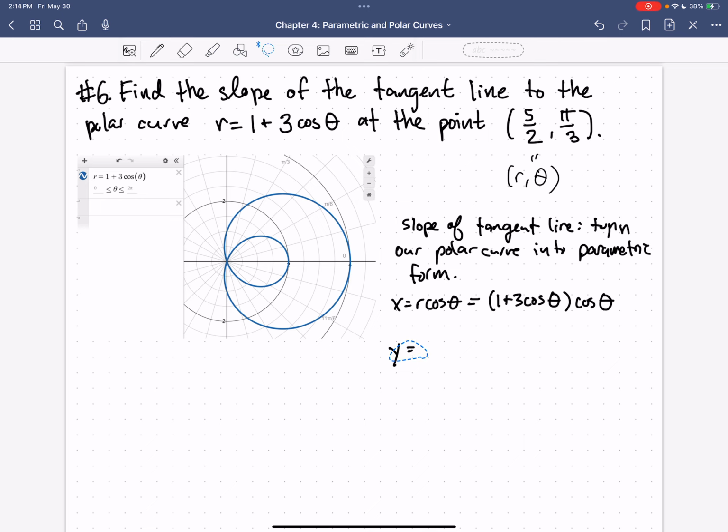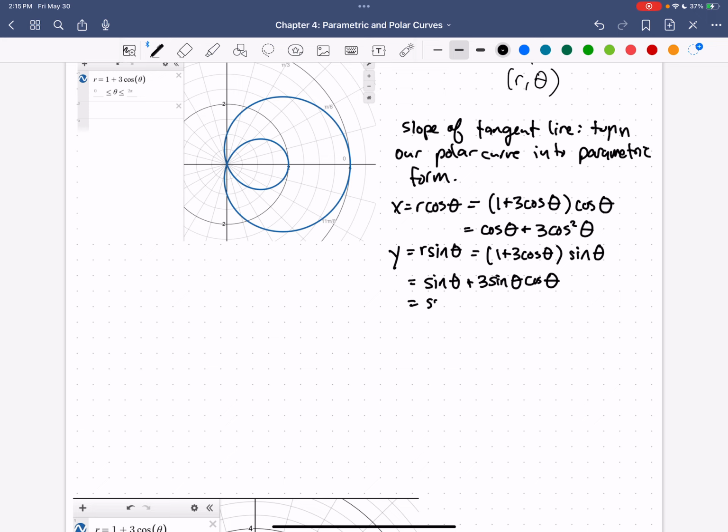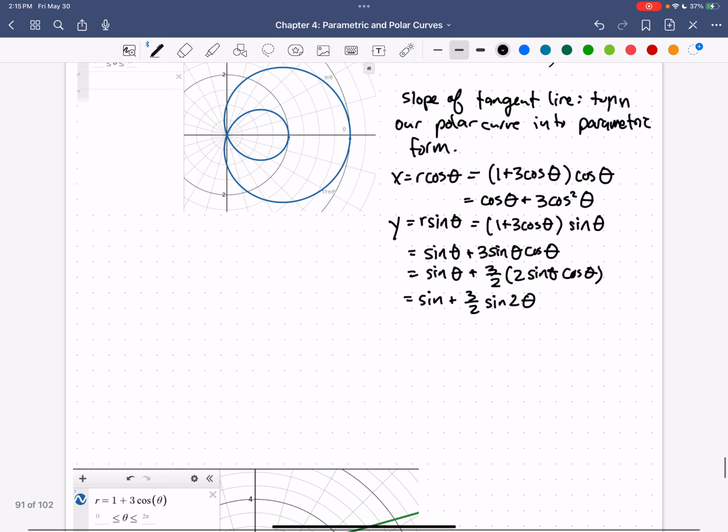That gives us x equals cos theta plus 3 cos squared theta. And then y is equal to r sine theta. So that's 1 plus 3 cos theta, times sine theta. So that's sine theta plus 3 sine theta cos theta. So that's sine theta plus 3 over 2 sine 2 theta. I'm writing it like that so that I can get it into this form, 3/2 sine 2 theta. I'm doing it that way so I can avoid using the product rule later.